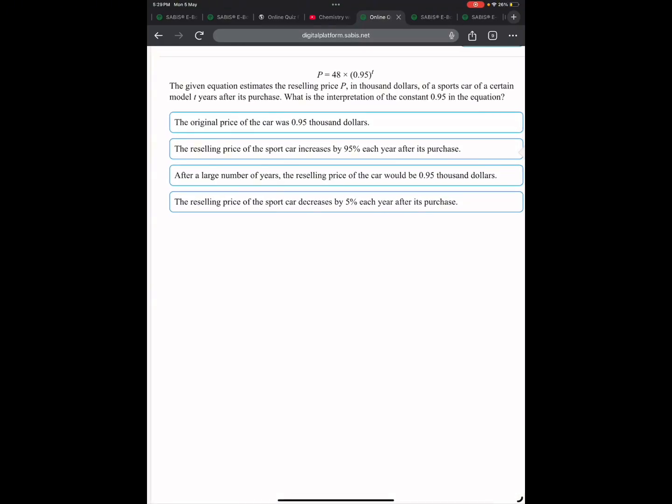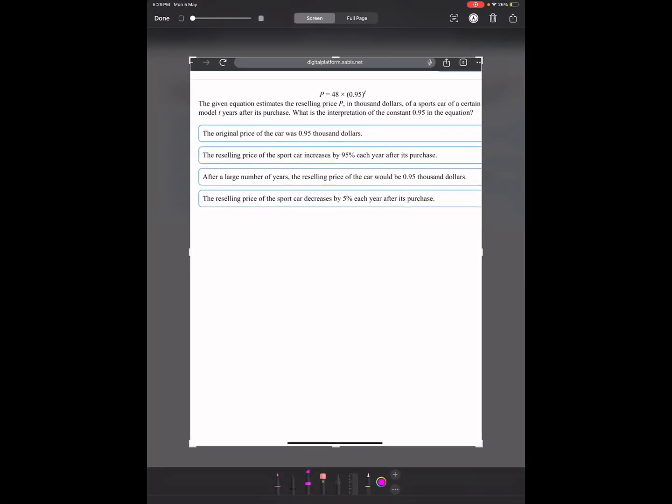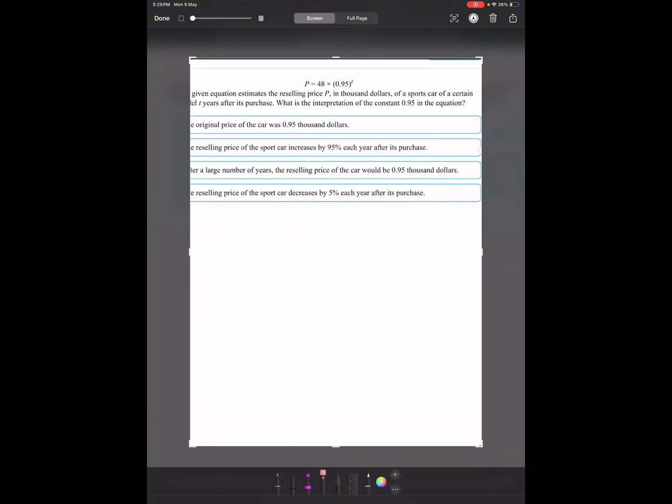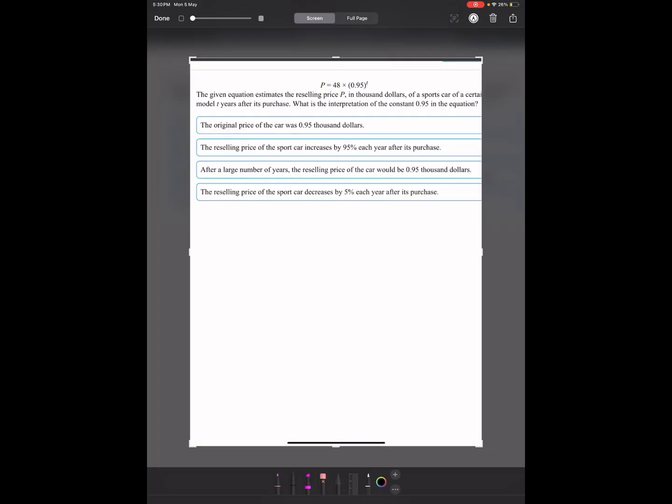The given equation estimates the reselling price P in $1,000 of a sports car of a certain model T years after its purchase. What is the interpretation of the constant 0.95 in the equation? They want the interpretation of this, right? So imagine you buy a car, which you bought at 100% of its value. After a few years, the price is going to decrease. You're going to sell it for a lower price, right?